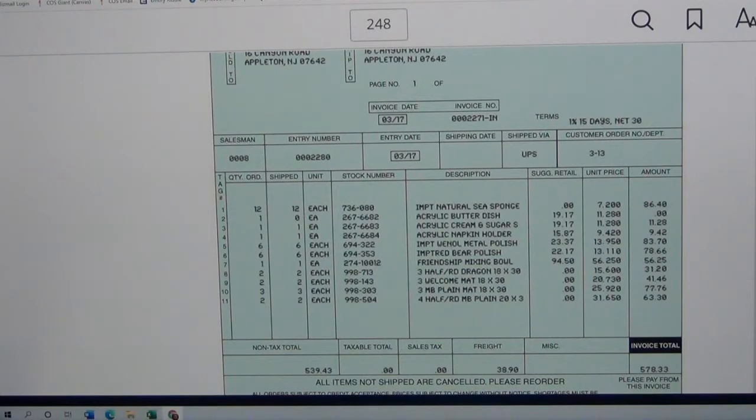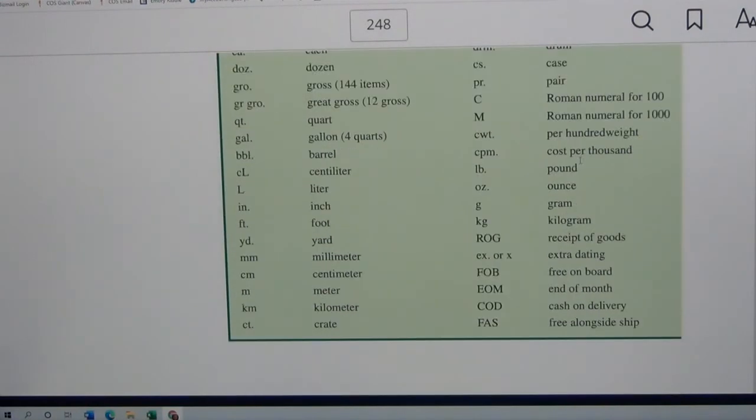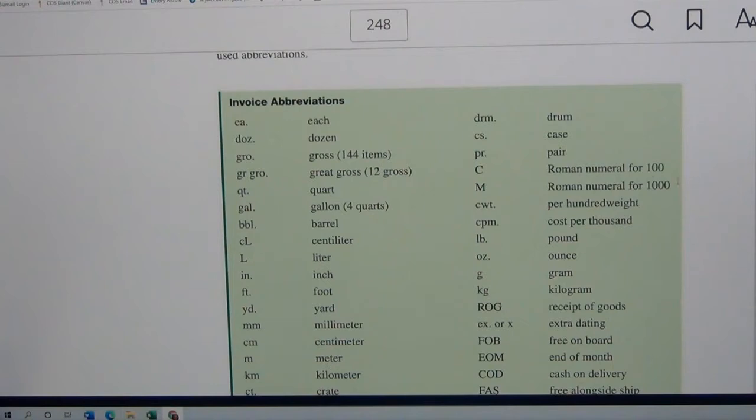What this really means is if you pay within 15 days, then you can take a 1% discount. 1% 15 days. Otherwise, net 30. In other words, the full payment is due in 30 days. All right. Some abbreviations that you need to get familiar with. These are in your textbooks. You can look at them a little bit closer.